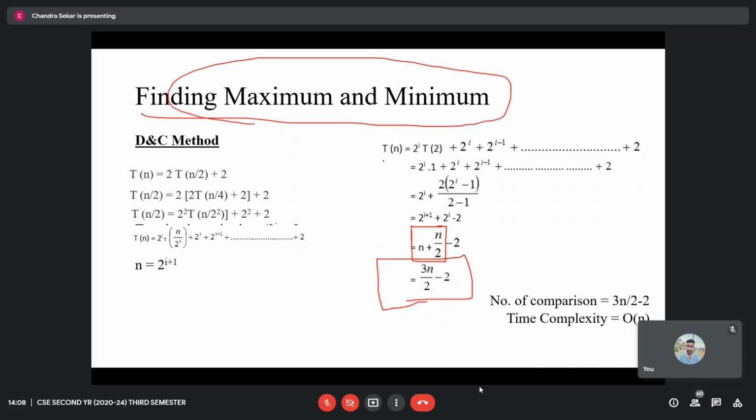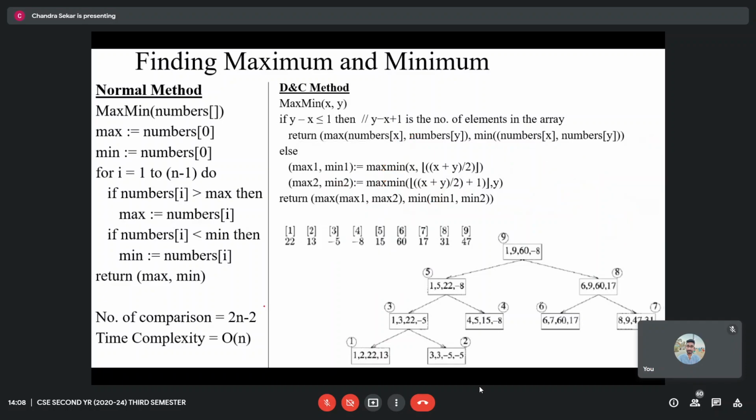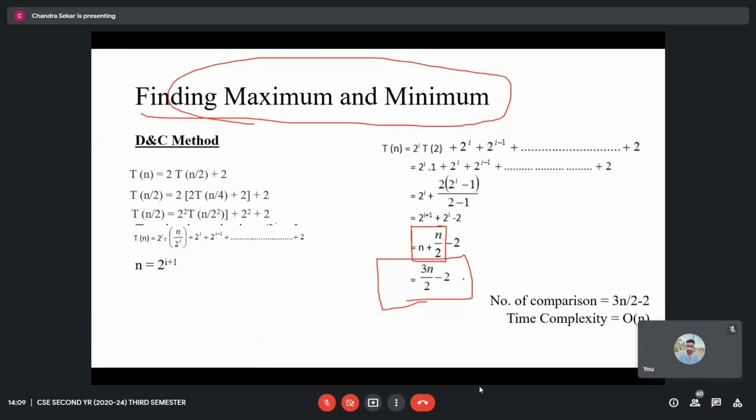Whereas in the case of the direct method, the number of comparisons that were required were 2n minus 2. Whereas in the case of the divide and conquer, it is going to be 3n by 2 minus 2. So comparing these two, you can observe that the divide and conquer method requires a lesser number of comparisons to solve the problem. Therefore, this can efficiently solve the given problem.